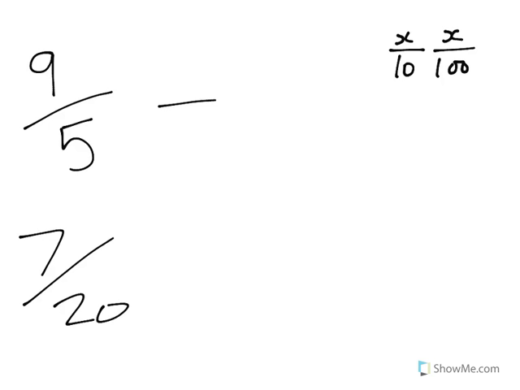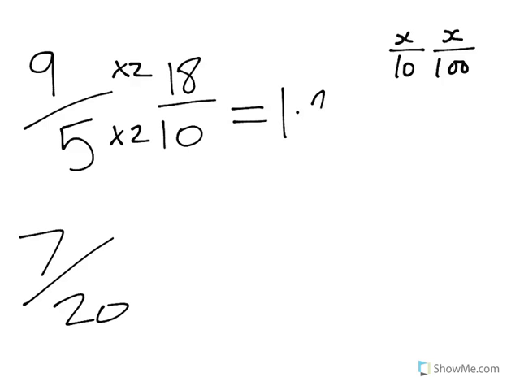can convert these to tenths by doubling both the top and the bottom, multiplying both by 2. 9 times 2 is 18, and 5 times 2 is 10, so I've got the top-heavy fraction of 18 over 10, which is worth 1.8 or 180%.